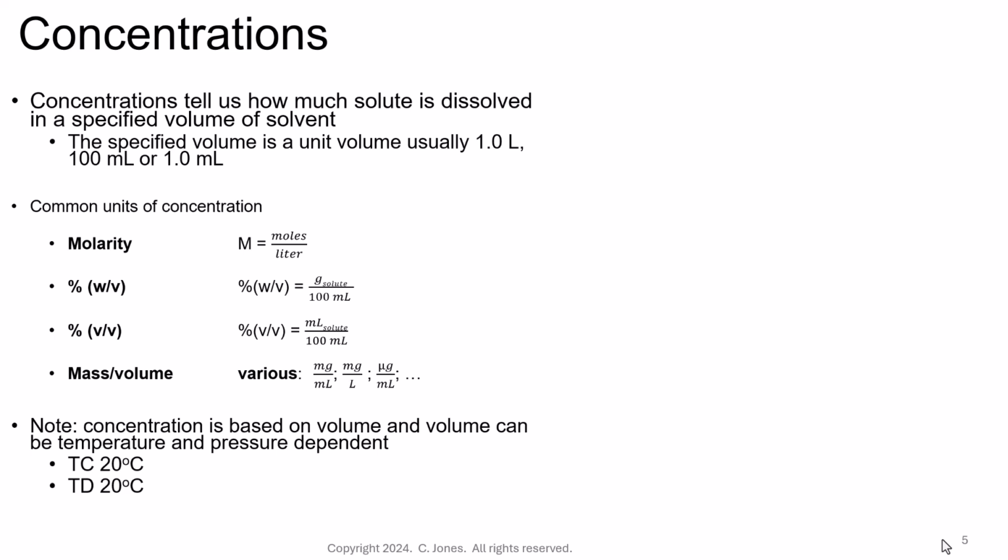So pay attention to upper and lowercase. Molarity is uppercase or capital M, and it is defined as the number of moles per liter. And remember, 1 mole is 6.022 times 10 to the 23rd atoms, ionic compounds, or molecules, right? And really 1 mole is 6.022 times 10 to the 23rd of anything.